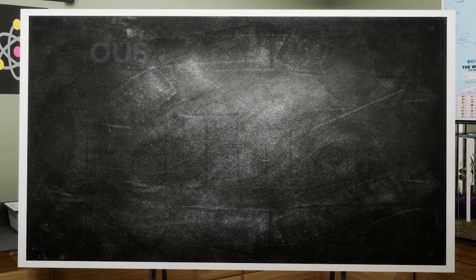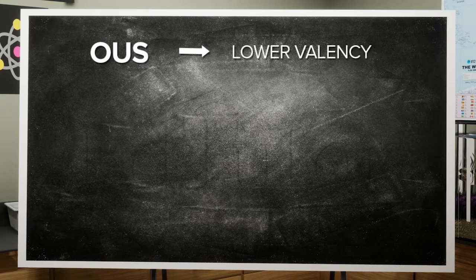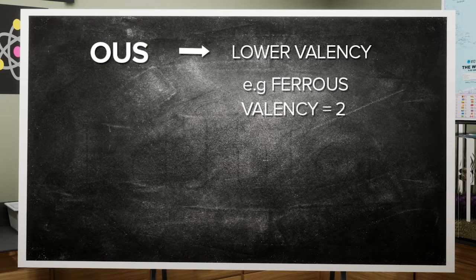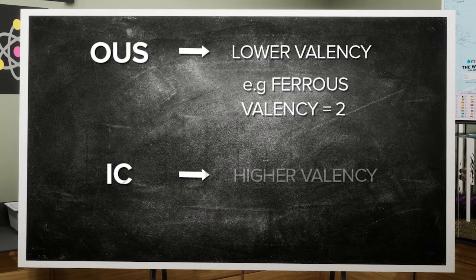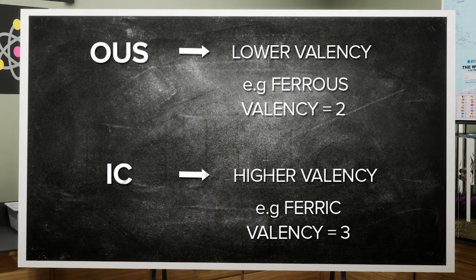Words ending in OUS signify a lower valency. Example, ferrous with a value of 2 and in IC showing a higher valency. Example, ferric with a value of 3.